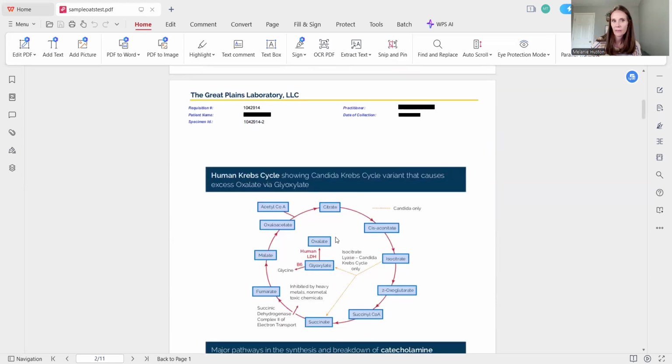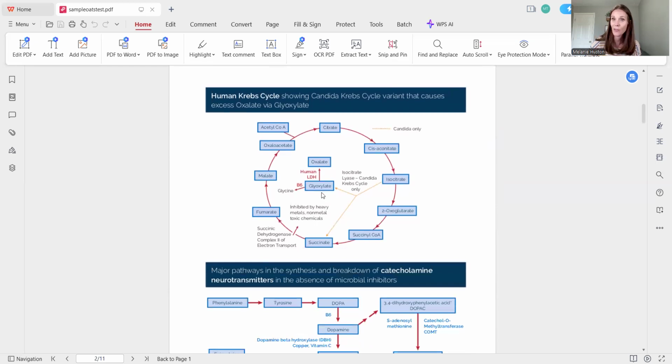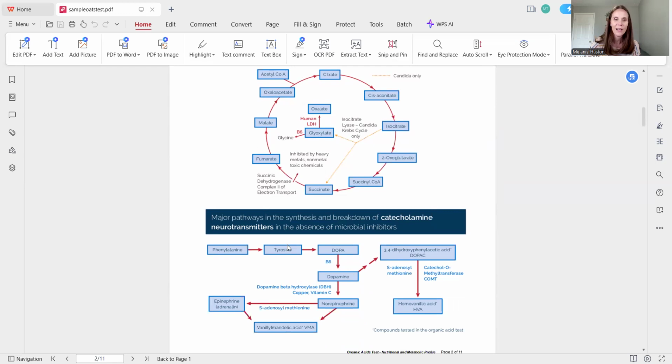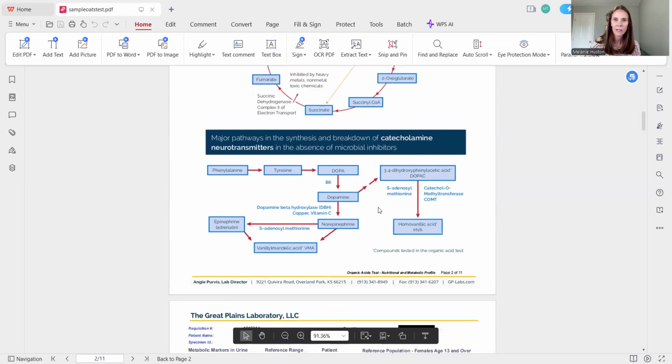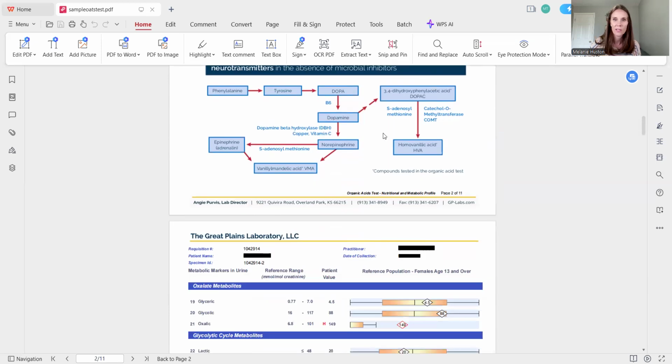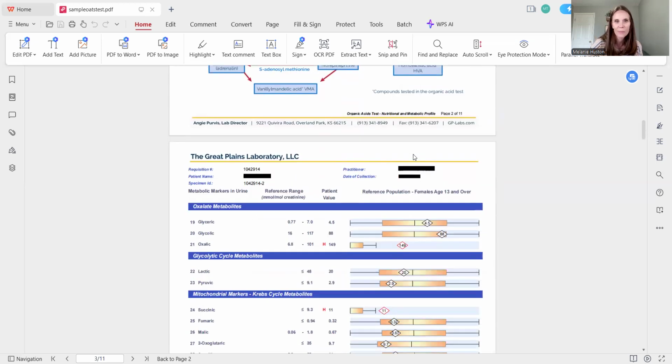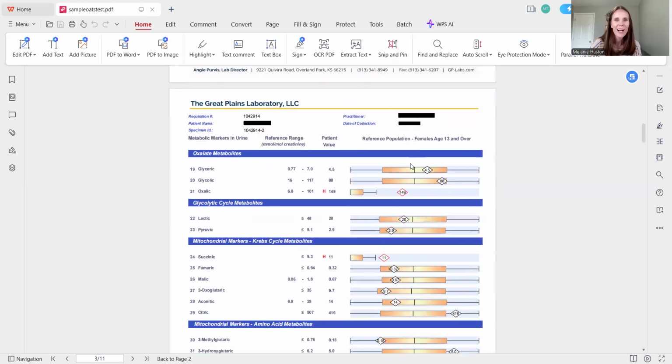And then if you're really interested in geeking out and digging into it, here's your Krebs cycle. And this is the pathways of how your neurotransmitters break down. Super interesting. If you get your test and you really want to look at it, you can really figure out and understand what's going on. And to me, it's fascinating. It's probably not fascinating to everybody.